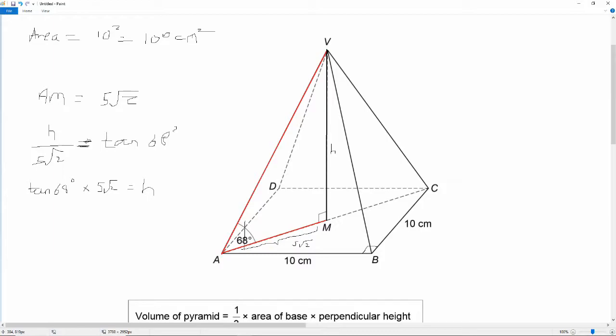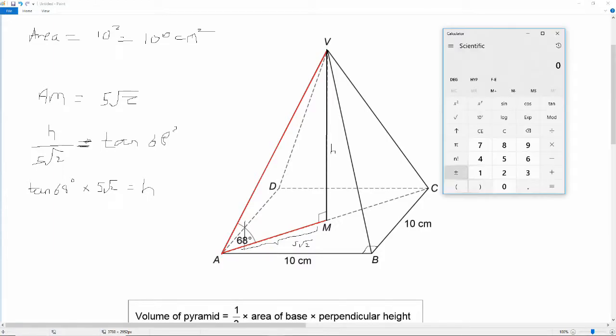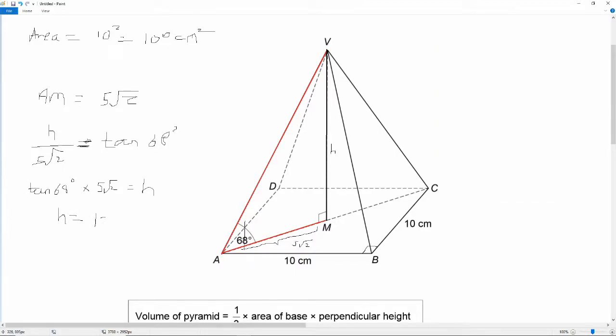So we can go ahead and put that into our calculator. Okay, so the first thing, if I'm going to use any trigonometric functions, I need to make sure I'm set to degrees, or D, or deg on the calculator, which I am. So I can type 68 and press tan, and then multiply by 5 times square root of 2. And that comes to 17.5 centimeters. So H equals 17.5 centimeters.